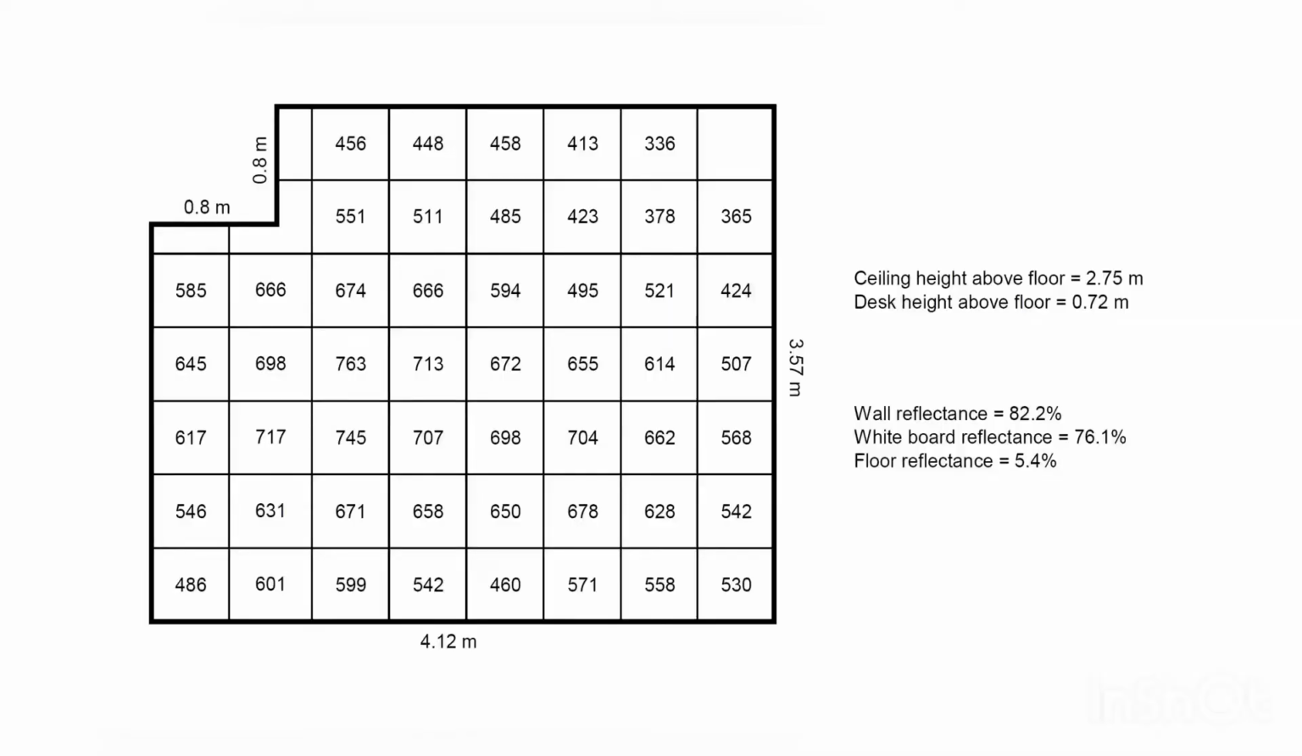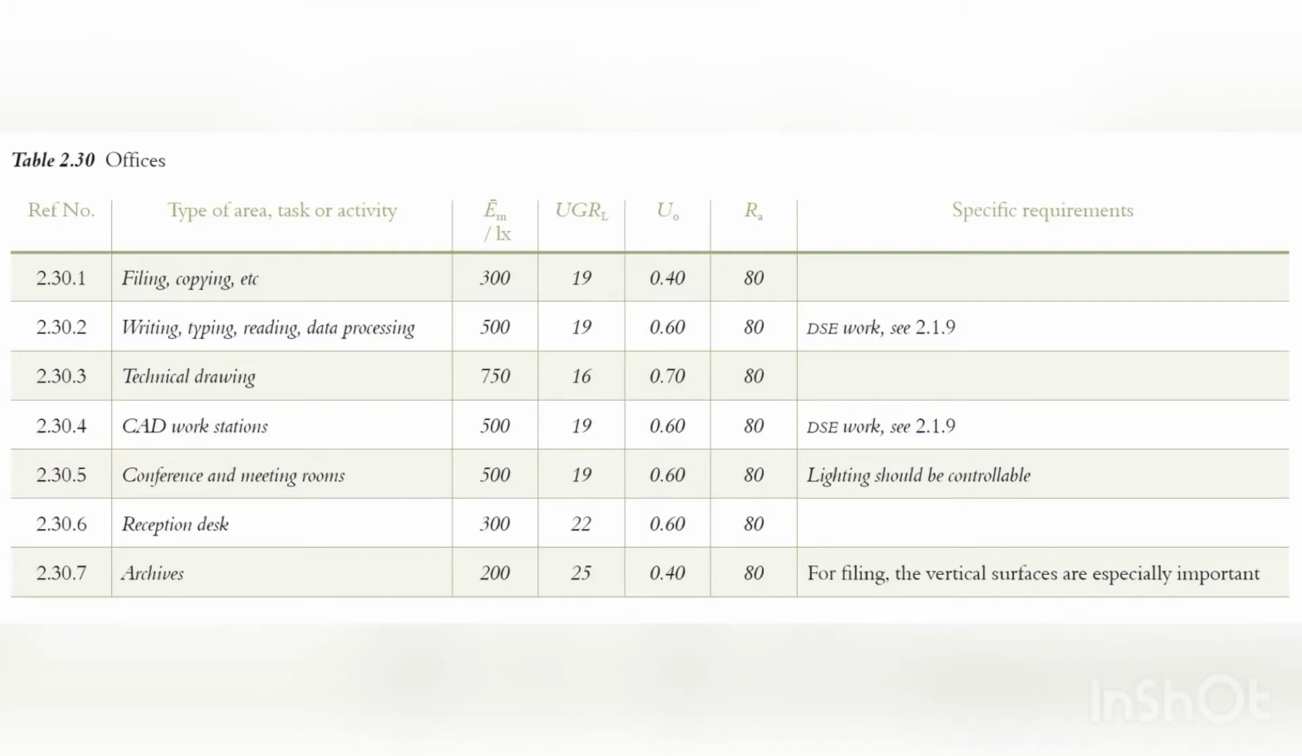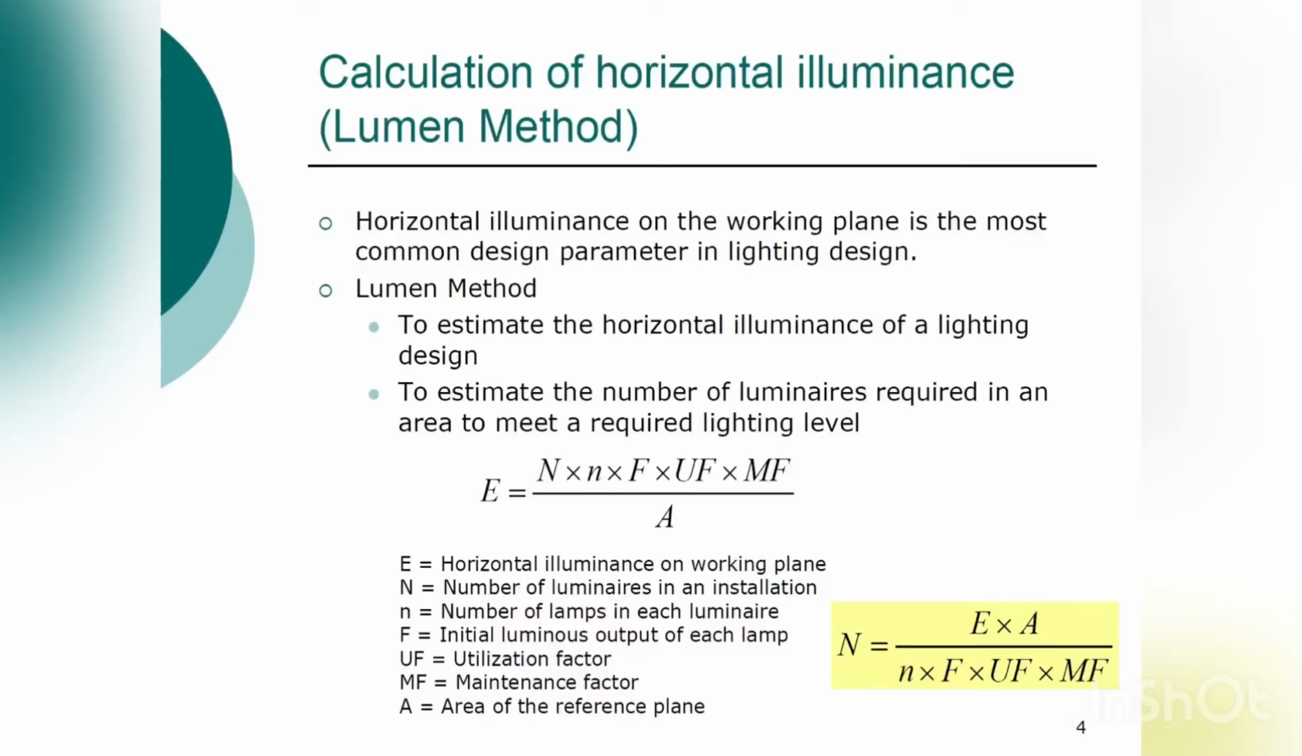And here are the measurement results. You should comment on the measurement results according to the recommendations in the code for lighting. After collecting the data, you can use the Lumen method equation to estimate the illuminance level and check if it is consistent with the measurements.